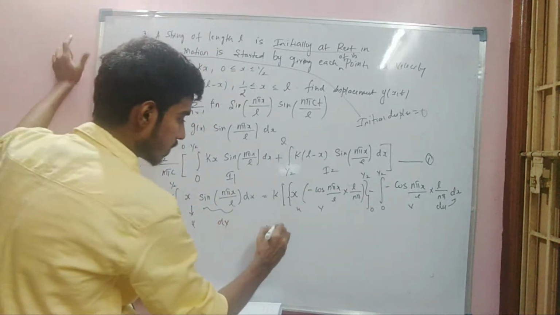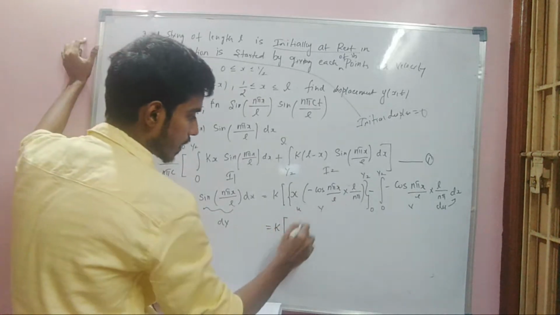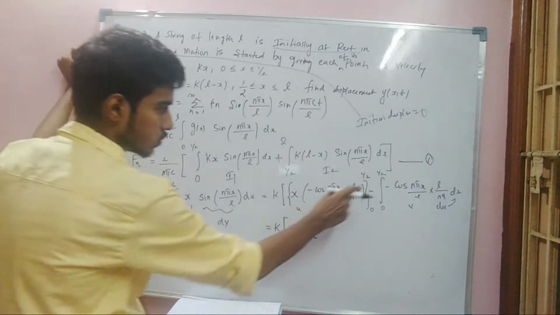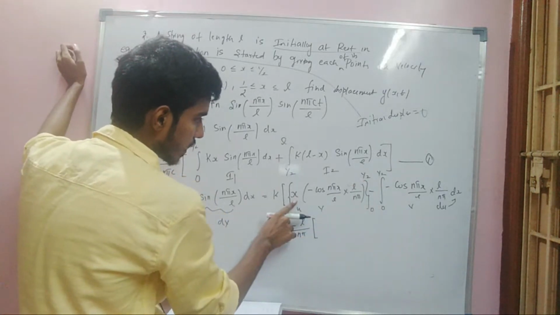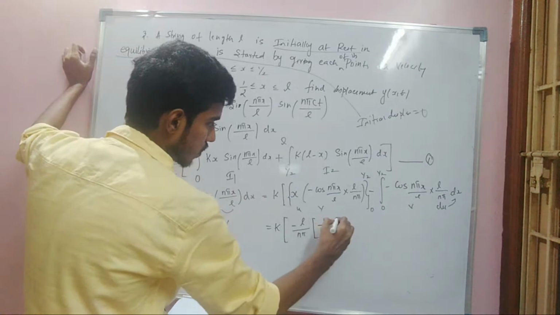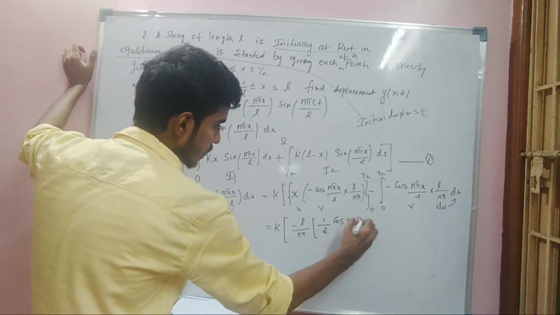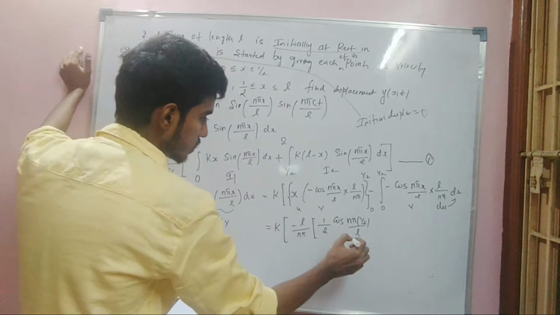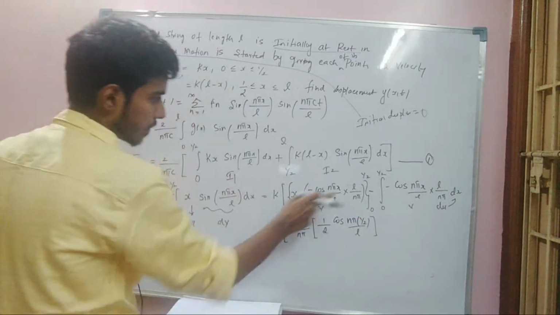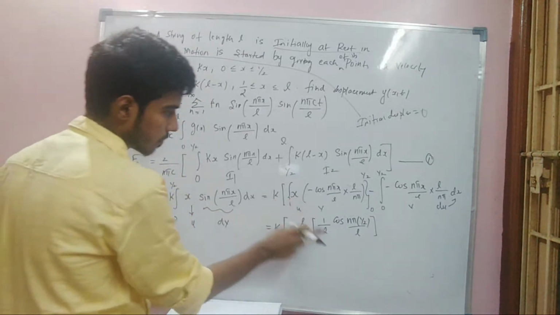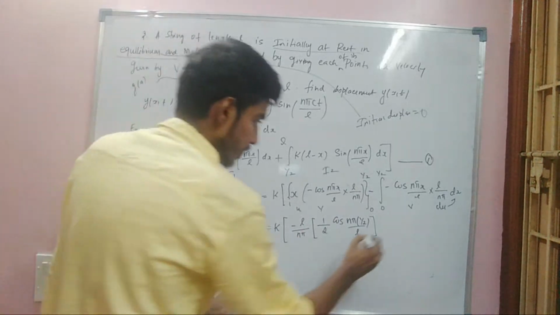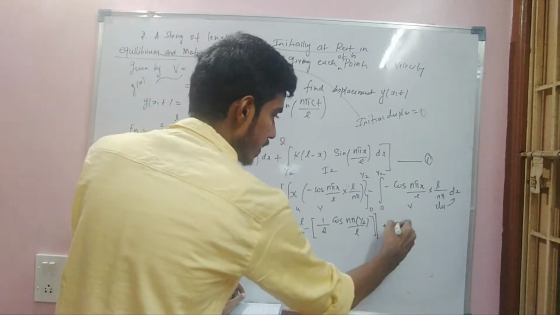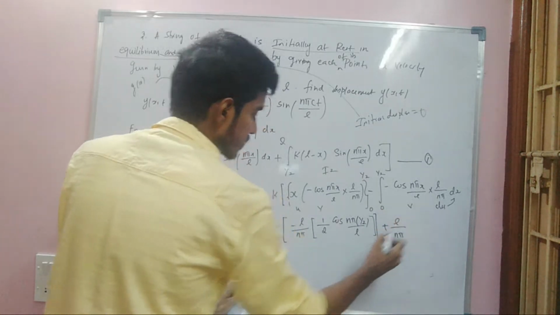Now if I simplify this, we will have k times minus L by nπ, and if I substitute the upper limit, x is 1/2, so 1/2 cos(nπ/2L). This is our upper limit. In place of x we put 1/2, so 1/2 cos(nπ·(1/2)/L), minus the lower limit, which will be 0 because we have 0 into something. Now here I can take L by nπ outside, and the integration of cos x is sin x.